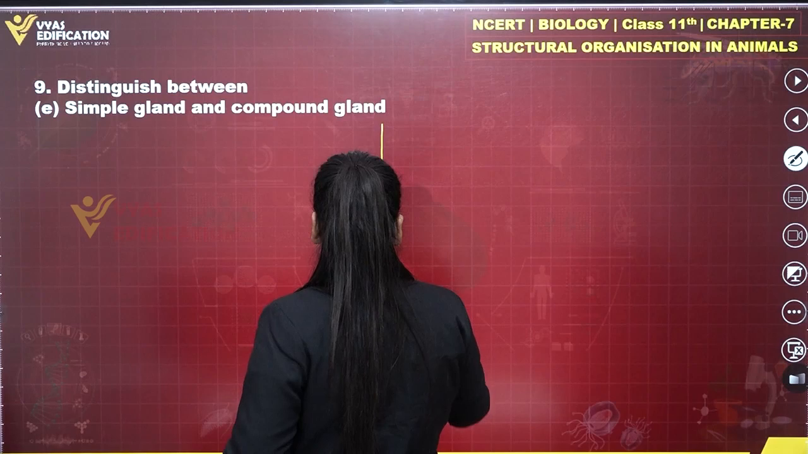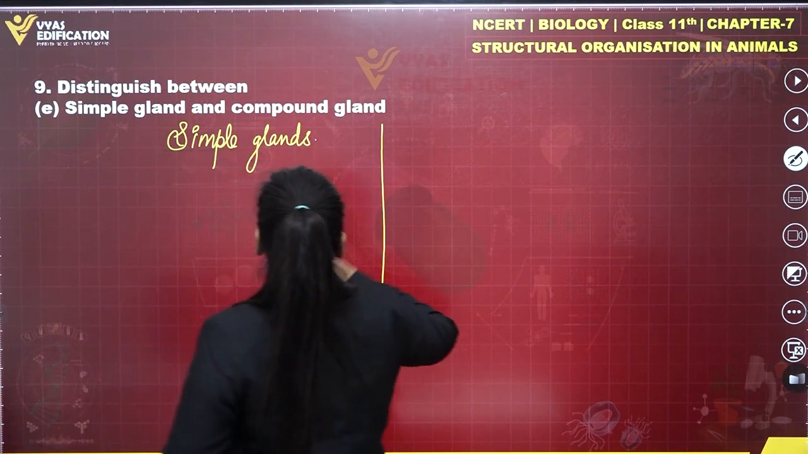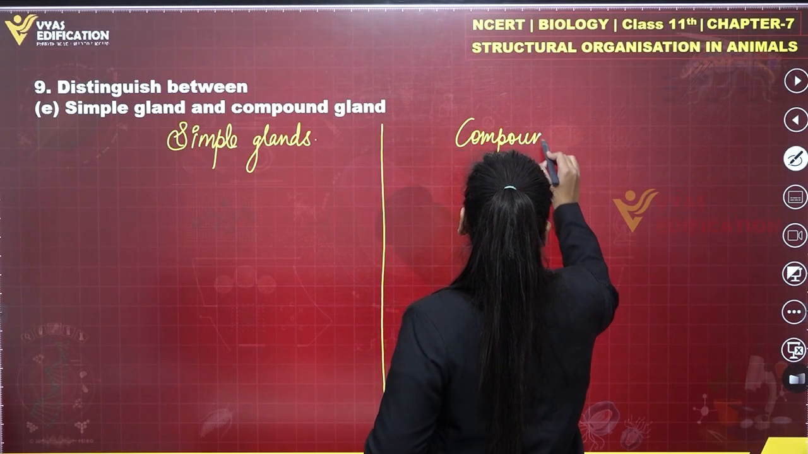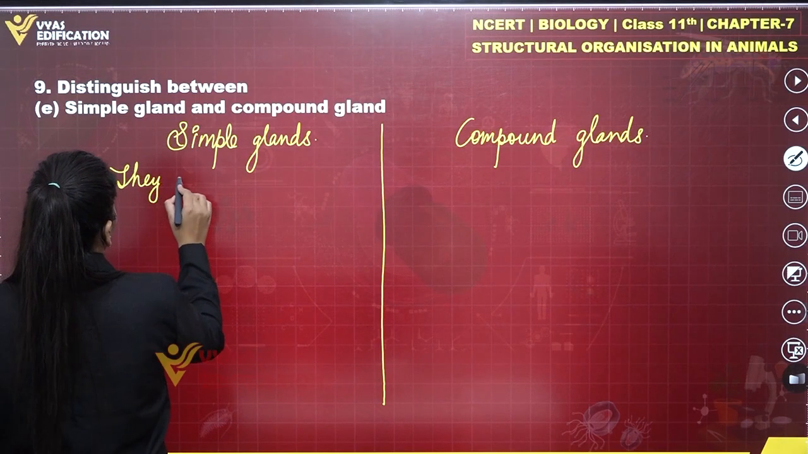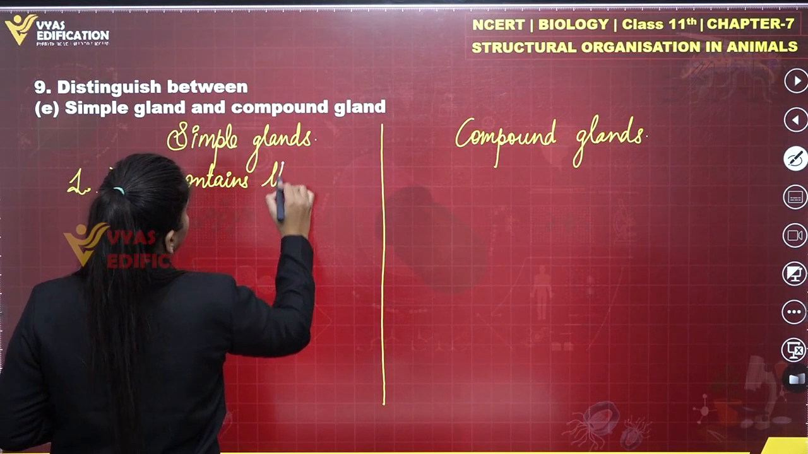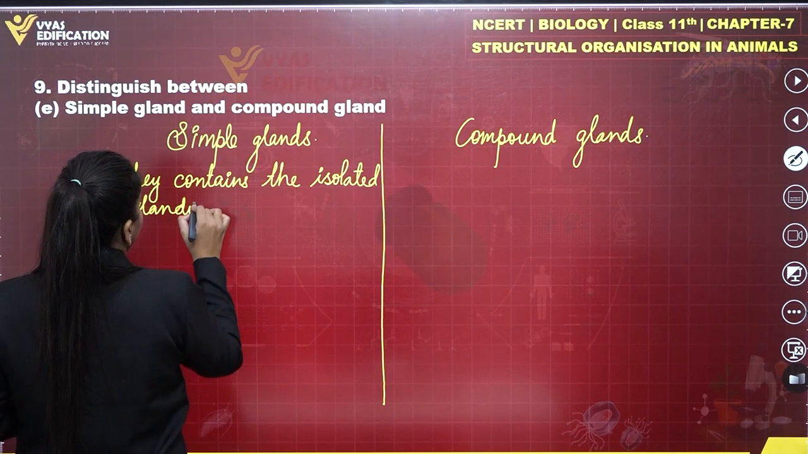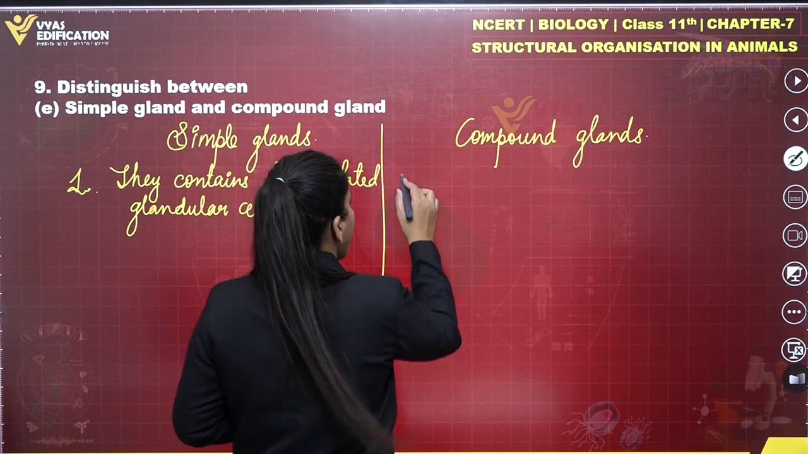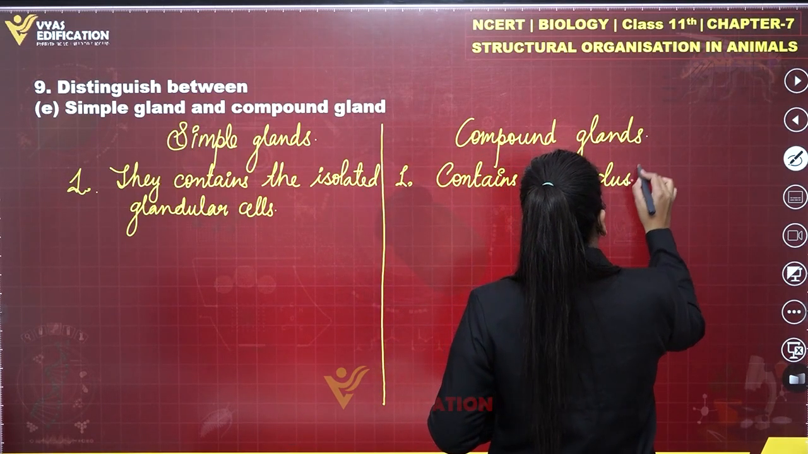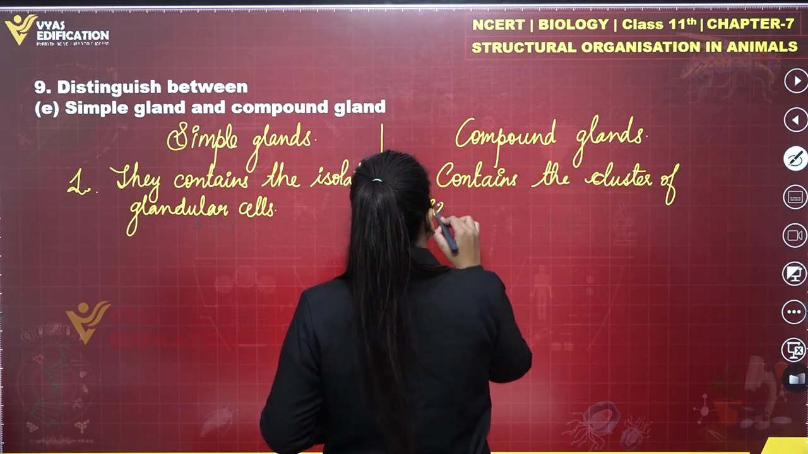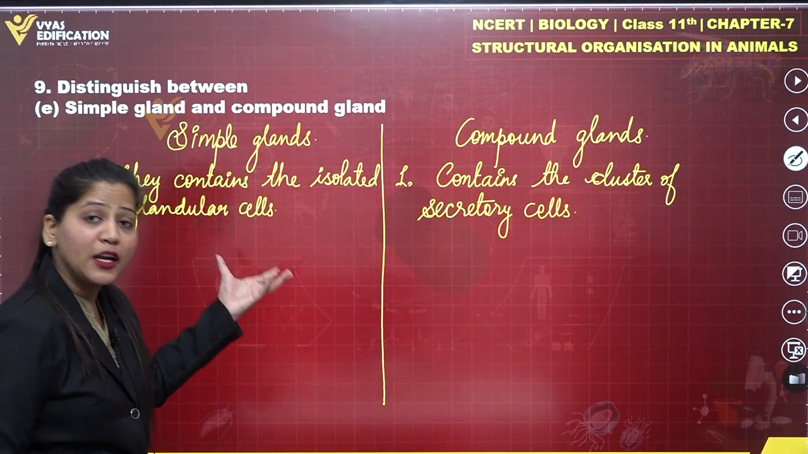So now we are going to write the distinguishing features between these two. Here in the left column we are going to write simple glands, and in the right column compound glands. The first point of simple glands is they contain isolated glandular cells, whereas compound glands contain clusters of secretory cells.